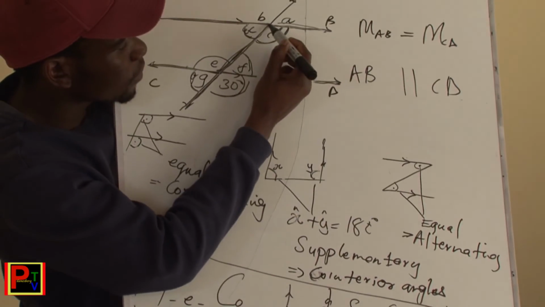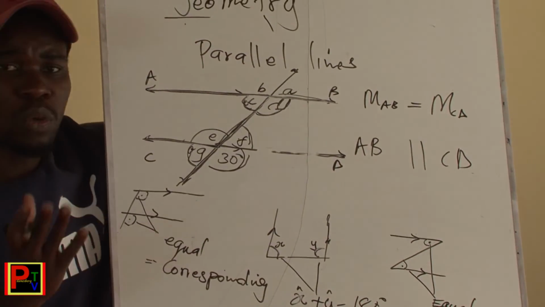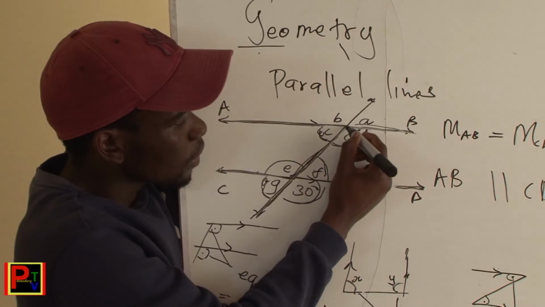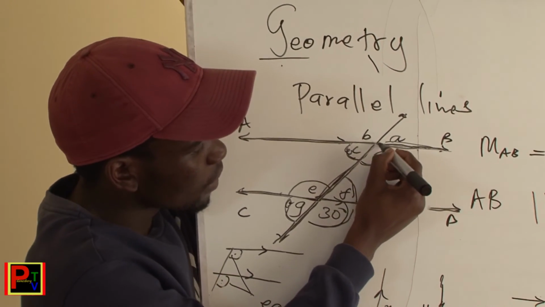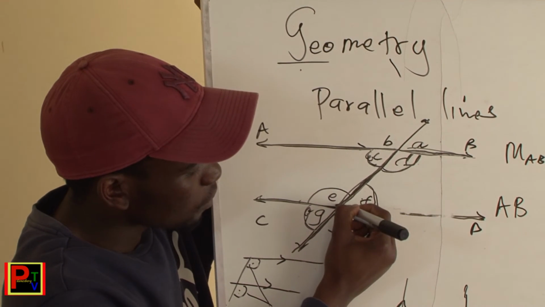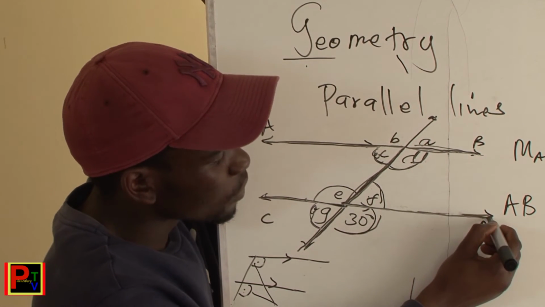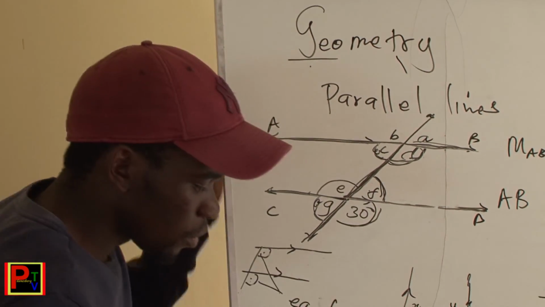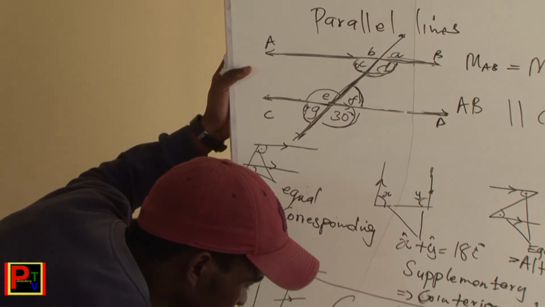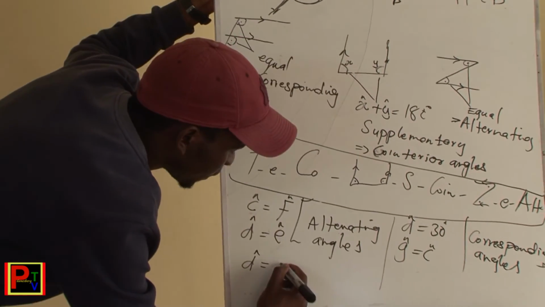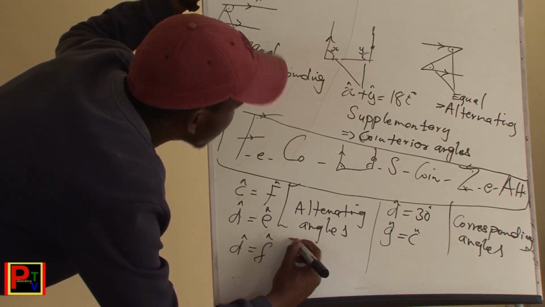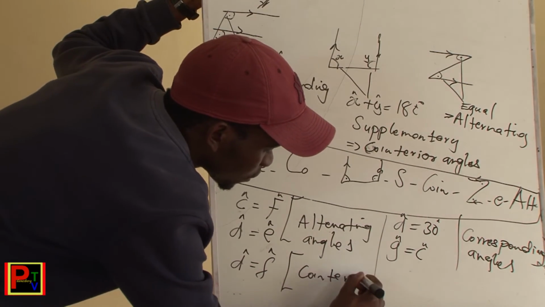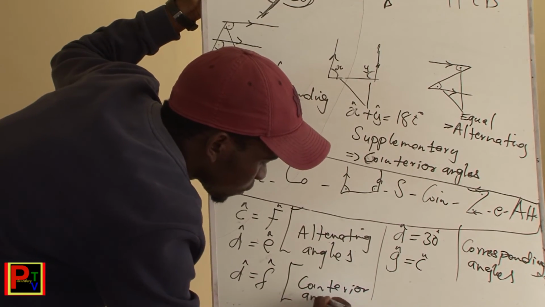Look at this. It doesn't mean the U should always face upward. It can be sideways. So if you construct from there, move from that point of intersection, going down to this point of intersection and moving to the right, we just realize that we have two angles there. Therefore, we can say angle D is equal to angle F. The reason for that is they are co-interior angles.